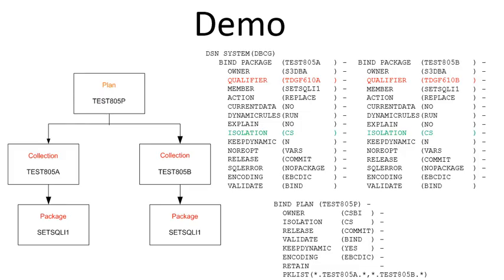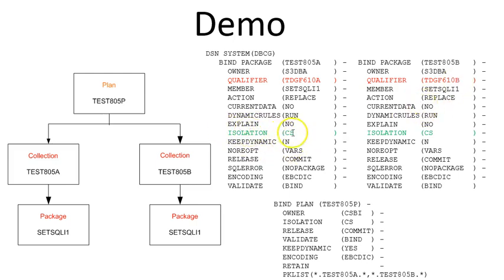At this point we're ready for our demo. The demo we're going to use has plan test805p, much as we've talked about before, and the plan has 2 collections, test805a and test805b. You might ask why have the same package in both collections. In our case, it's to point to different table creators, TDGF610A in package A and TDGF610B in package B.